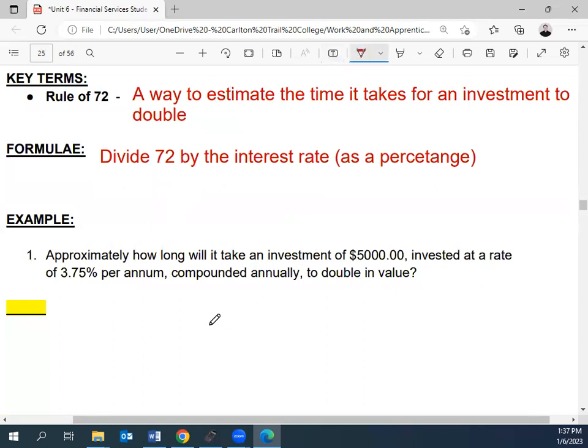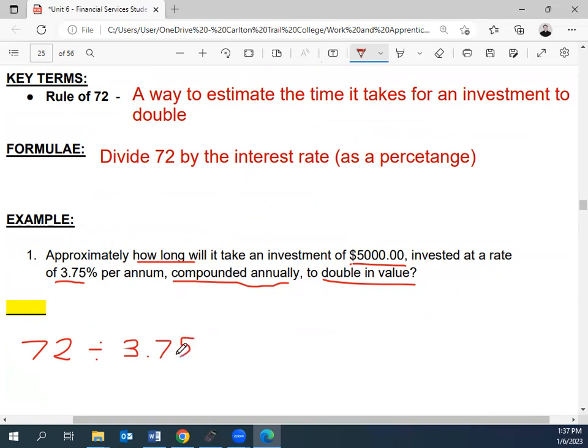So if I have this question here, it wants to know how long it's going to take for an investment of $5,000 at 3.75% compounded annually to double in value. That's what it's asking us, right? So how I can figure this out is use the rule of 72. I take 72 and divide that by the interest rate as a percentage. And if it's as a percentage, that means it's the 3.75.